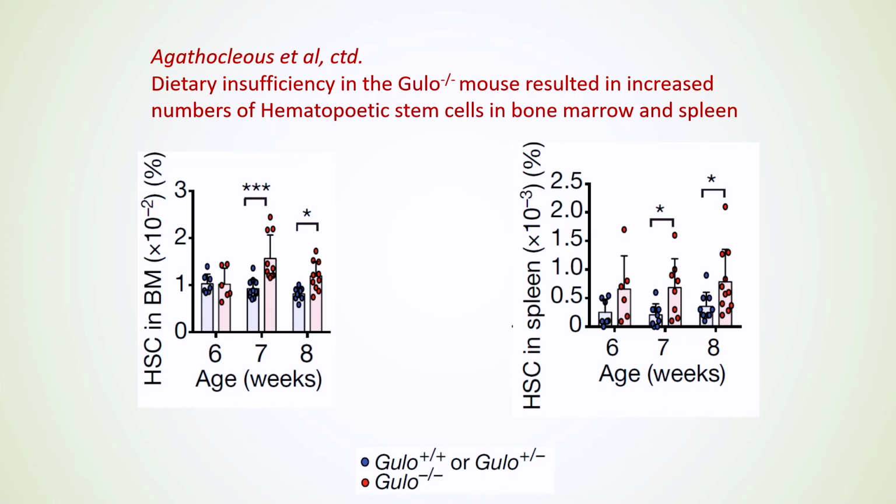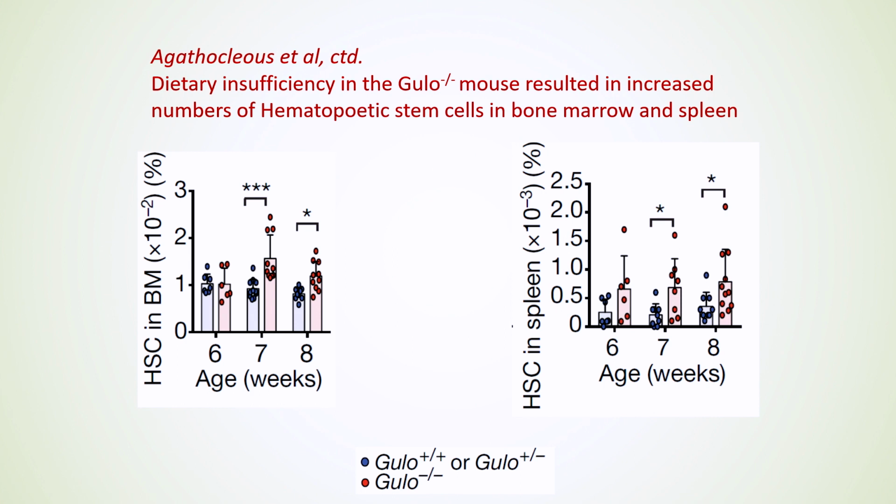What they then did was they took the Gulo mouse, which is a vitamin C deficient mouse model, and they made it vitamin C deficient. They didn't do anything else, they just made it less vitamin C, and what they discovered was that the number of these cells increased in the bone marrow. So these mice that were vitamin C deficient started looking like pre-leukemic mice.